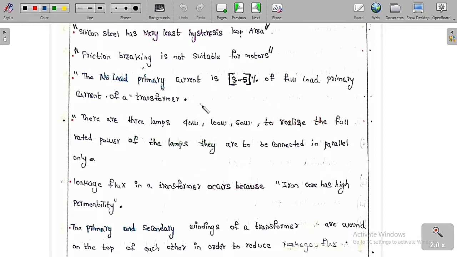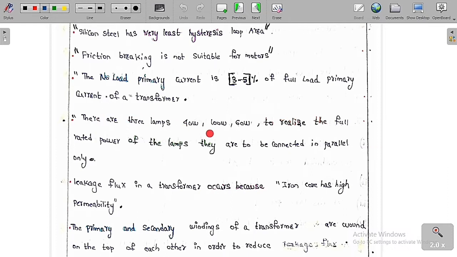So therefore, we can say the no load current of an induction motor is always higher when compared to the no load current of a transformer, because in an induction motor there is an air gap. The air gap has more reluctance, so we need more current to provide the constant flux. So always the no load primary current is 3 to 5% of the full load primary current of a transformer.